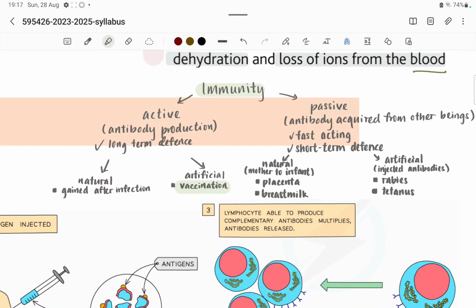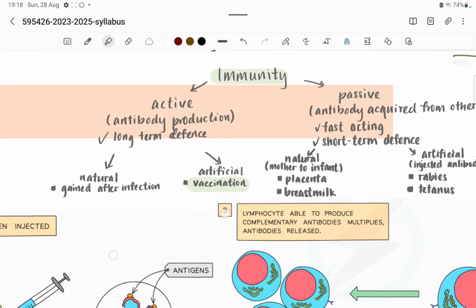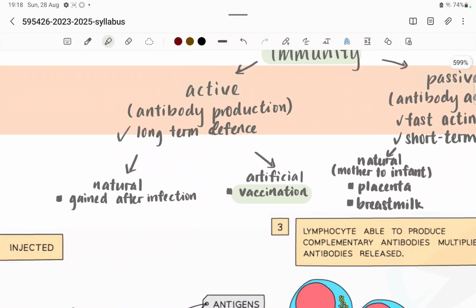Passive, you can recover very fast, but next time when the pathogens enter your body again, you have to go and get the antibody again, because you can't produce the antibody by yourself. So for active immunity, you have two types, natural and artificial. Natural is you are infected by yourself, and then you have to produce the antibody by yourself. The lymphocytes in your body have to produce it. And then artificial is you are not infected, but you get vaccinated.